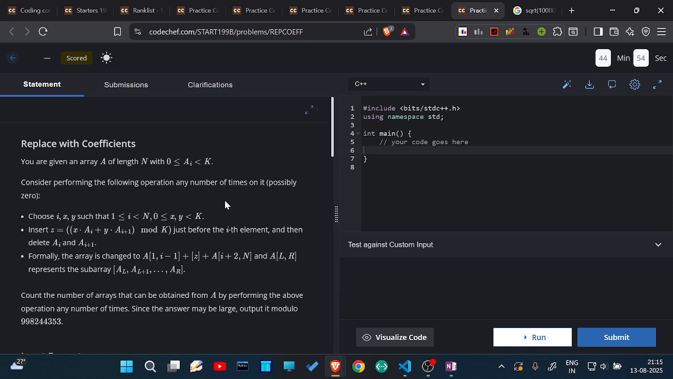So number of arrays ending at a value. Total values, then previously ending at some value. Ending at some value. Apply, not apply. Apply, not apply. N minus one operations in total we can do.